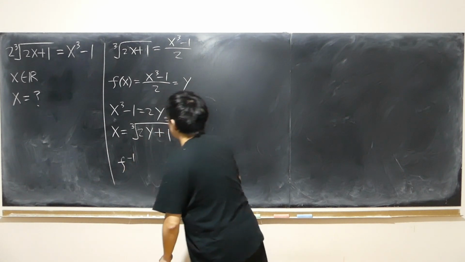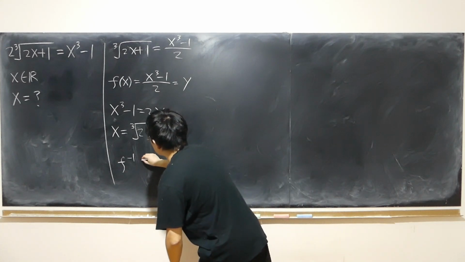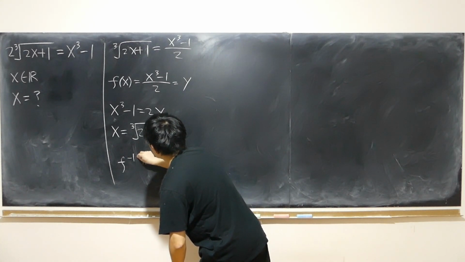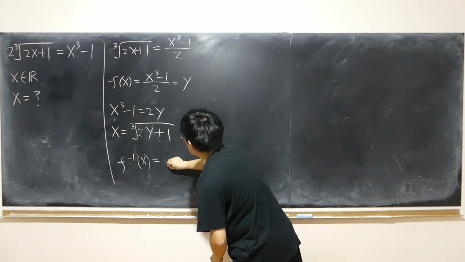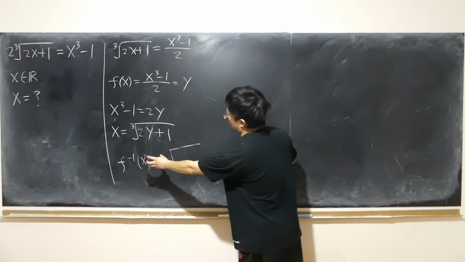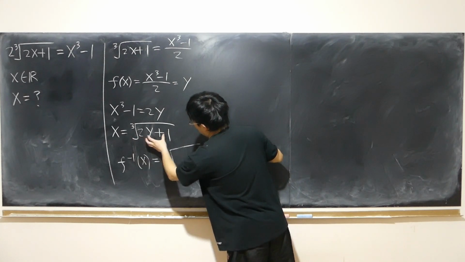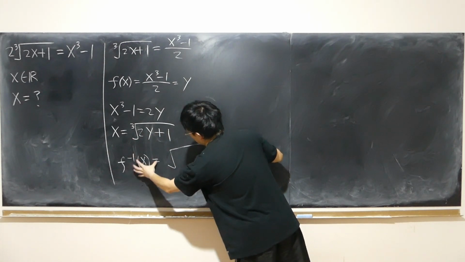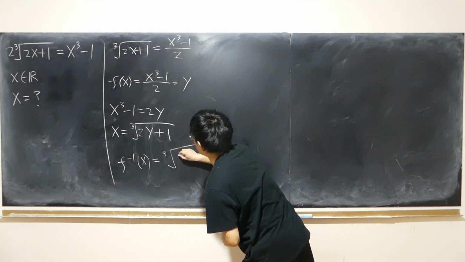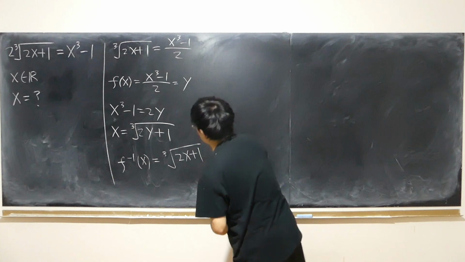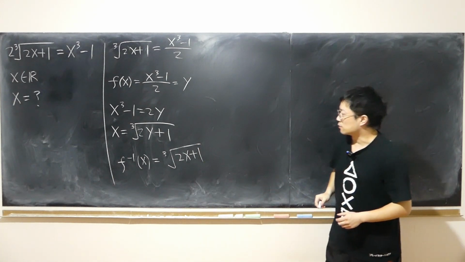In other words, x is equal to that, so that means it is the inverse function. That's the meaning of the inverse function, right? It represents x in terms of y. So for the inverse function, just replace y with x: the cubic root of 2x plus 1.